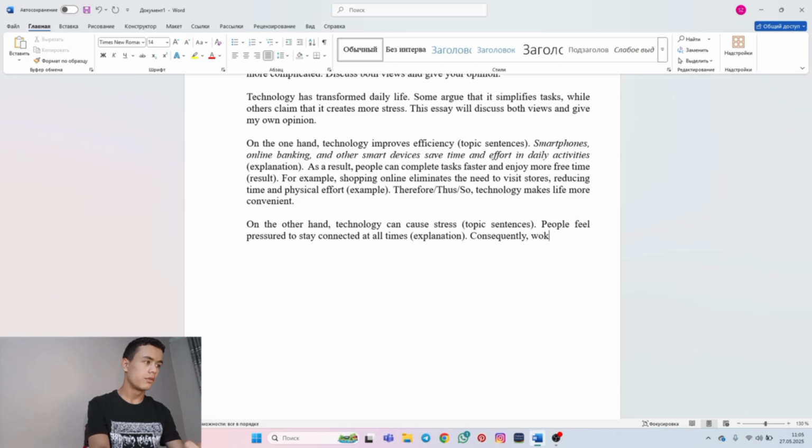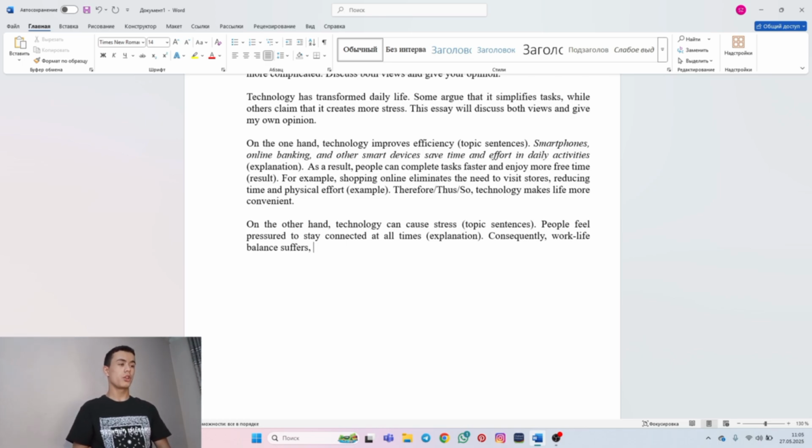Consequently, work-life balance suffers. Work-life balance suffers if we just feel pressured to stay connected. Feeling pressure to stay connected at all times just leads us to lose our work-life balance, both of them.